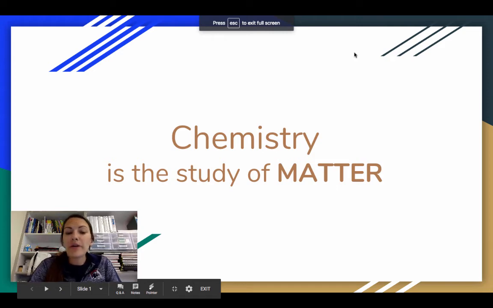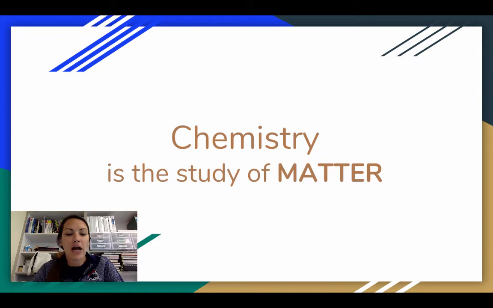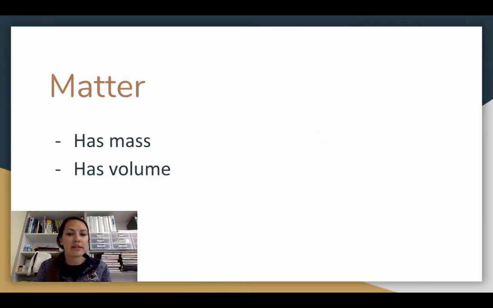All right, so today we are going to talk about the different characteristics of matter. Before we talk about that, the most important thing that we need to start out with is: what is chemistry? Chemistry is defined as the study of matter. Which then brings us to our next question: what is matter? We're going to start looking at what is matter, because studying it is what chemistry is.